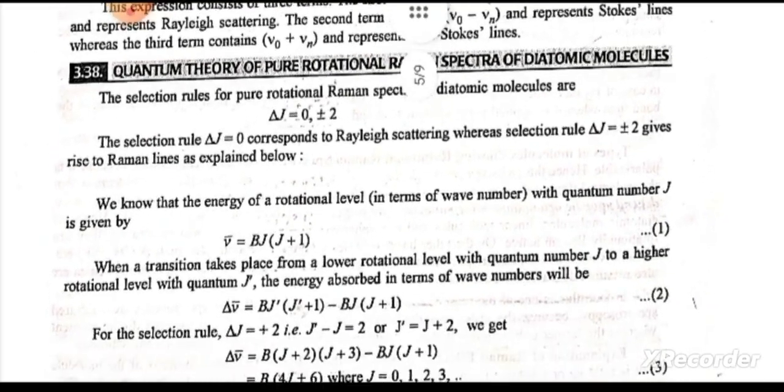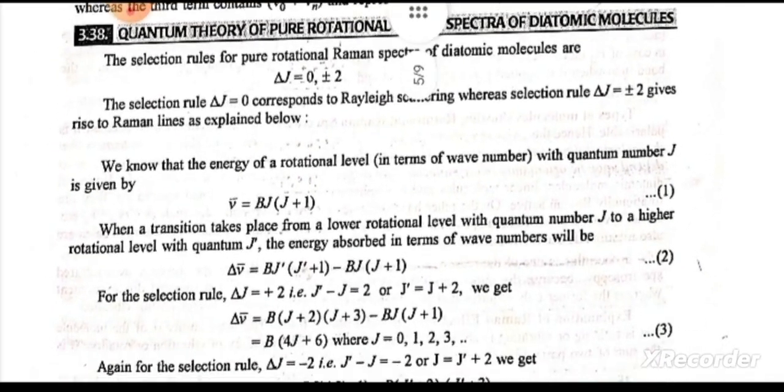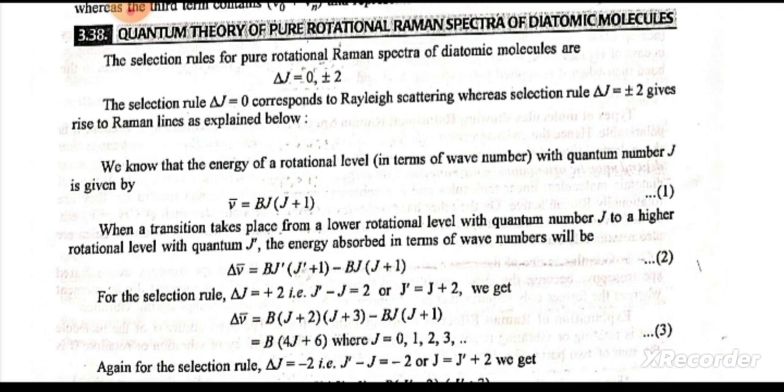3.38 Quantum theory of pure rotational Raman spectra of diatomic molecules. The selection rules for pure rotational Raman spectra of diatomic molecules are delta J is equal to 0, plus or minus 2. The selection rule delta J is equal to 0 corresponds to the Rayleigh scattering, whereas the selection rule plus or minus 2 gives rise to the Raman lines, as explained below.